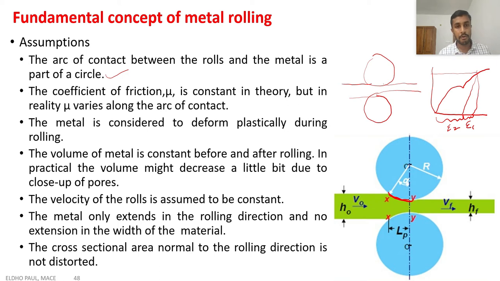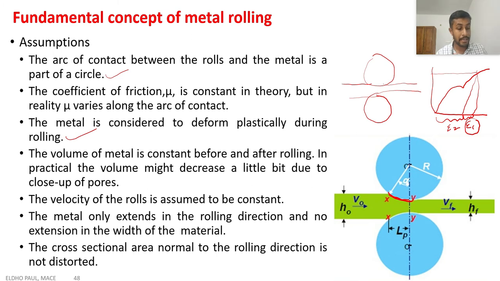Out of the total deformation, a very small amount will be elastic deformation, and the remaining huge part will be plastic deformation. But in our analysis, epsilon 1 is a very negligible quantity, so we are not considering it. We consider the whole deformation as plastic deformation. There will be a small elastic deformation, but the major part is plastic deformation. So in this assumption we consider only plastic deformation and neglect any elastic deformation in the metal rolling process.